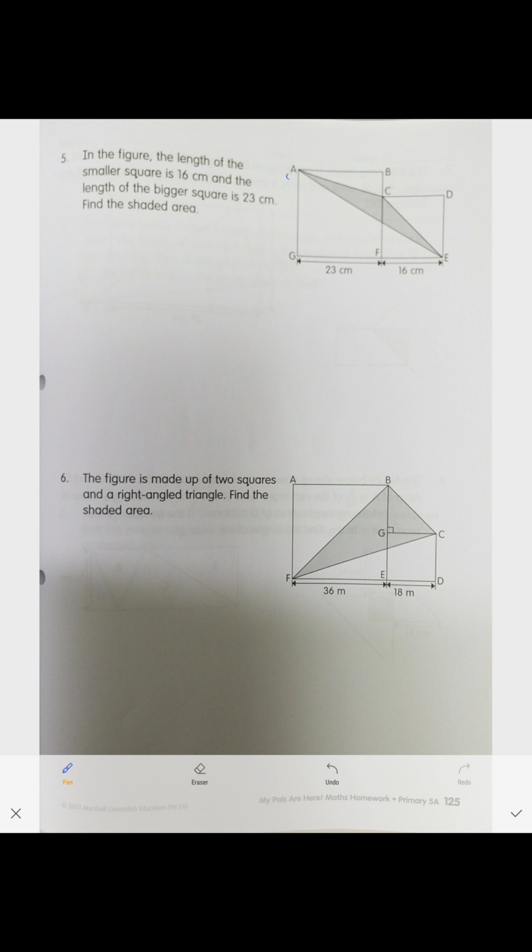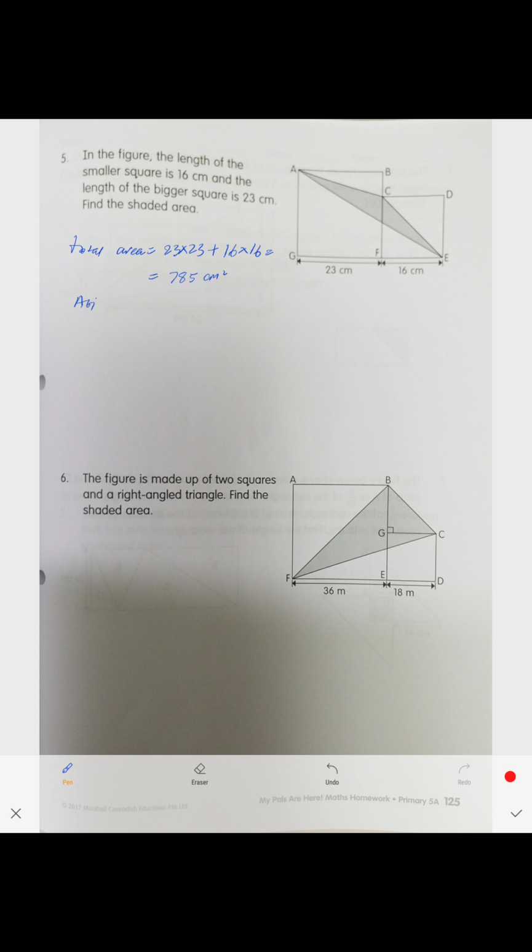The total area of the figure is 2 squares, 23 by 23, plus 16 by 16. You calculate this, and that's gonna be 785 square centimeters, right? Now we find our triangles one by one. So area of AGE.